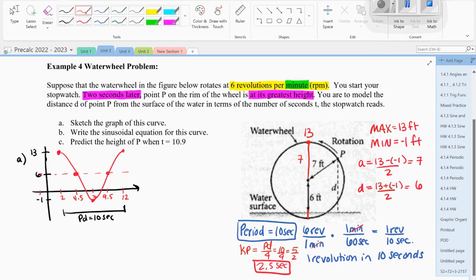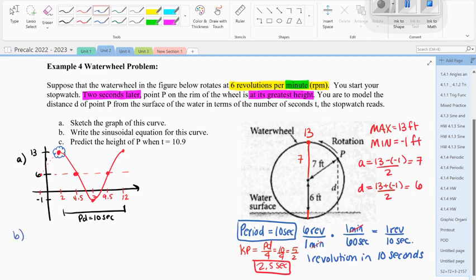So notice that our graph doesn't start on a key point at time equals 0. So you have to be very careful, and this means we have a phase shift. So here we have our graph, and the next one says write the sinusoidal equation for this curve. So we're going to use the fact that we know this is our maximum at 2 seconds to help us.